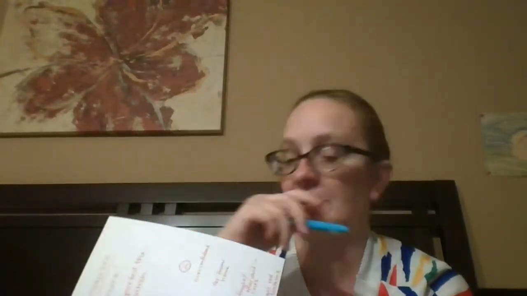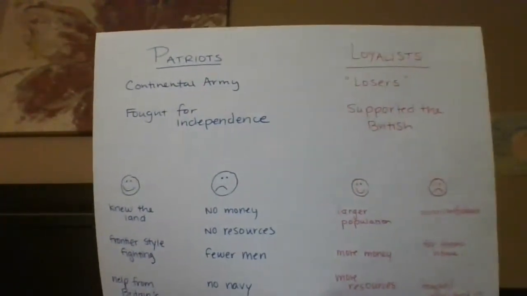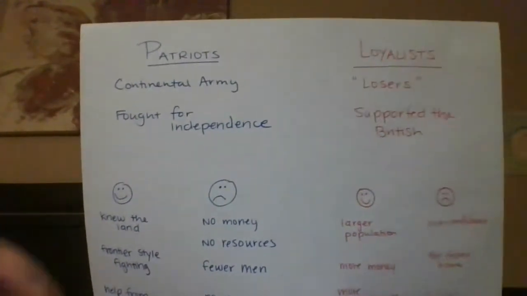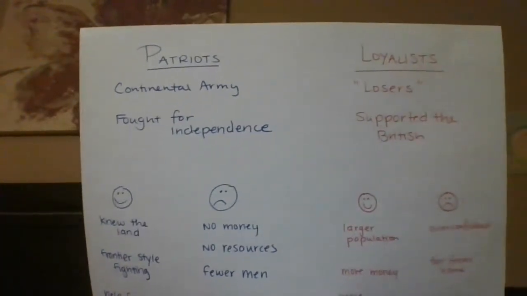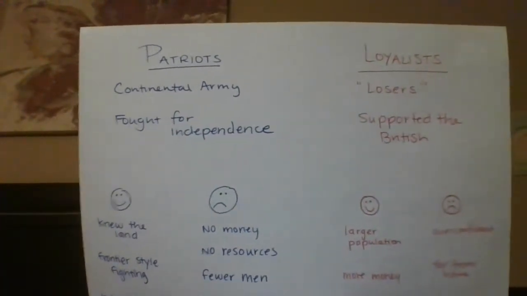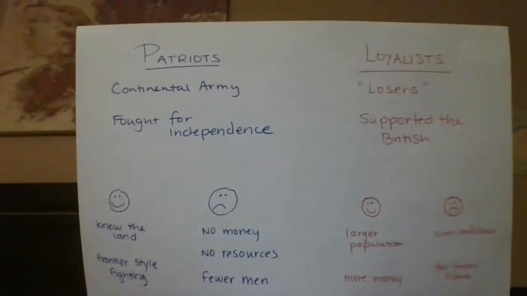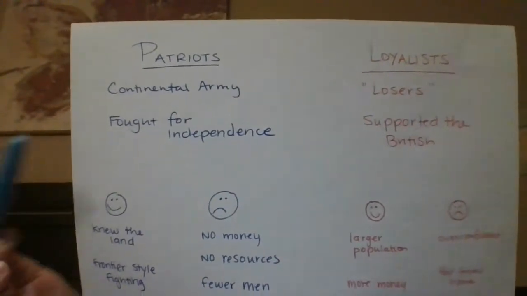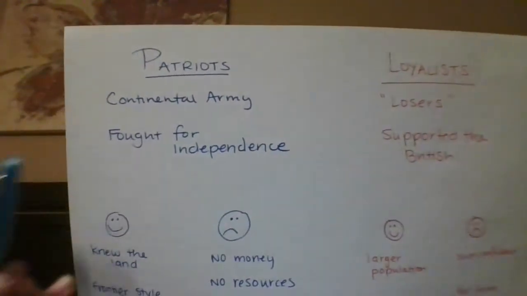So after the Declaration of Independence, the war starts really splitting into sides, and I just want to look at those two sides that are going to be facing off in the war. Obviously, you have the Patriots, that's the United States, our side, the side we like, that has the Continental Army. Remember, we say Continental, United States, etc. And they fought for independence.